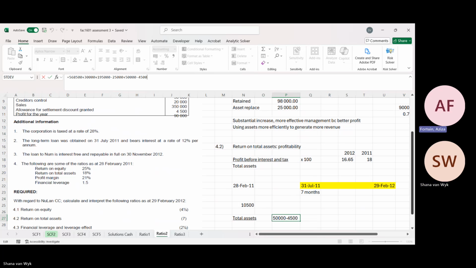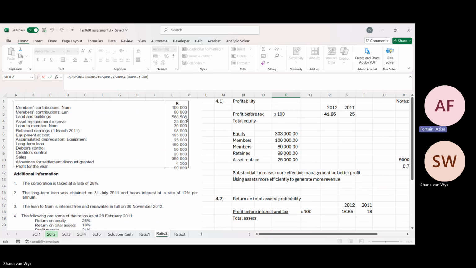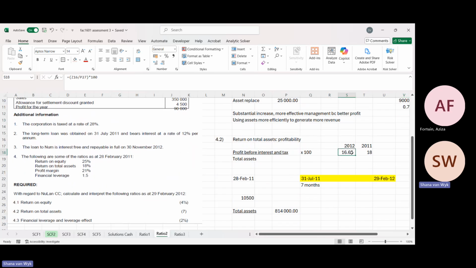18,000, 814. Oh, 585. Okay, 814 is correct then. Okay, cool. And then I got 16.65%, so it is lower than the previous year.